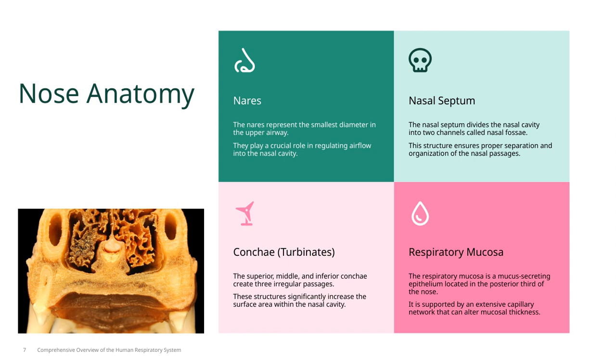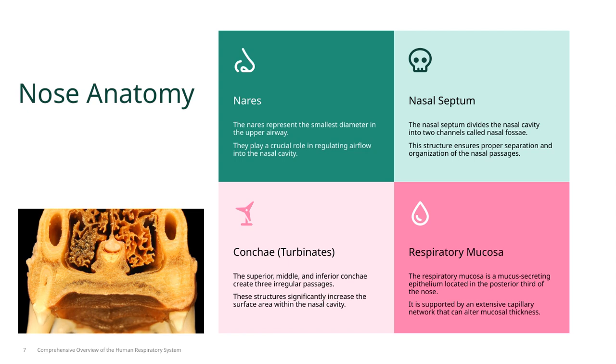Moving on to the conchae, also known as turbinates. These are the superior, middle, and inferior structures that create three irregular passages within the nasal cavity. What's fascinating about them is that they greatly increase the surface area inside the nose, which is essential for warming, humidifying, and filtering the air we breathe.